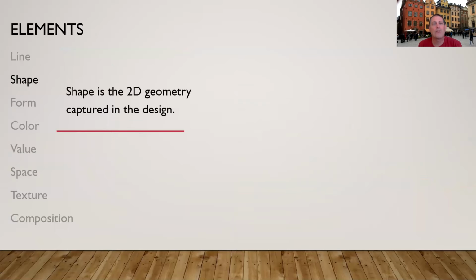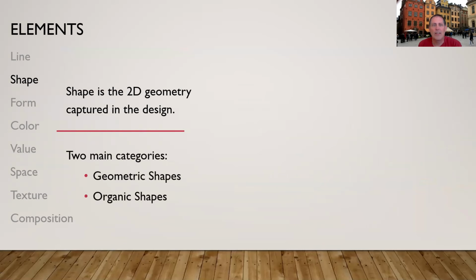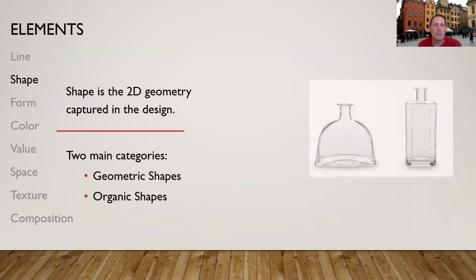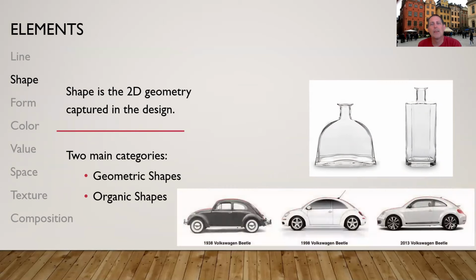Let's move on to the next one, shape. Shape is the 2D geometry captured by your design. And there are two types of shapes we typically talk about, organic shapes or geometric shapes. And of course, I'm going to be showing you consumer products, so these are three-dimensional objects. But if you look at the silhouette, that's often where we're trying to capture a shape.